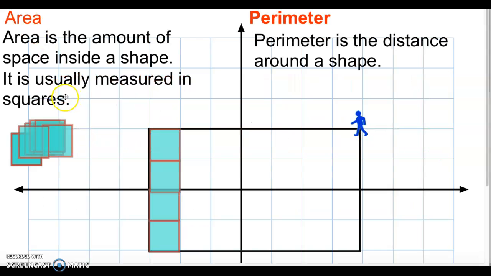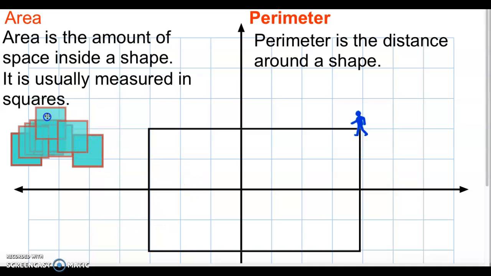Okay, just to review, area is the amount of space inside a shape. It is usually measured in squares. I'm going to remove these for a minute to demonstrate again what I did. In order to find area, you want to see how many of these squares you can fit inside this rectangle. I can fit 4 down, and then going across, I could do 7 across. 4 times 7 would be 28 square units. That's why we multiply the length times the width, because we want to find the number of squares that will go inside of this figure.